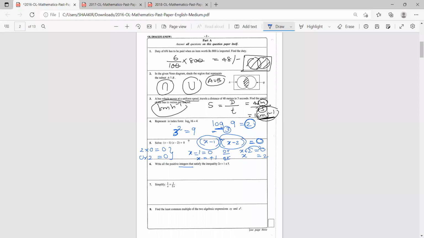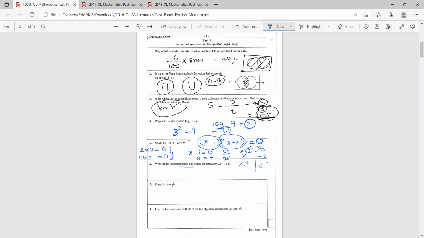For integers, children, we give the symbol Z. In grade 11, in unit 1, in the real numbers, you might have studied the symbols. If it is a positive integer, we say Z plus. If it is a negative integer, we say Z minus. So 0 is an integer, it doesn't have positive or negative. You all know 0 is neutral.